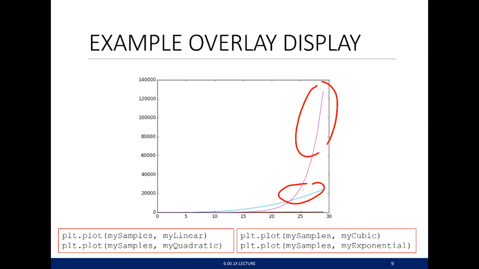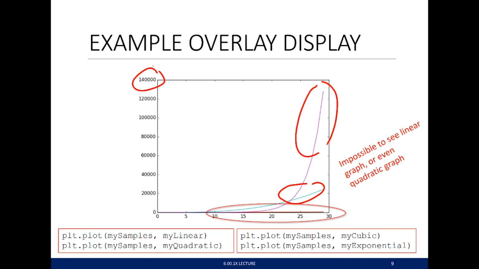But you notice down at the bottom, what happened to the other 2 graphs? Well, in fact, it's impossible to see the linear graph here, or even, frankly, the quadratic one. If you look closely, you can see a very slight red line down there. And that's because the scales of these graphs change so rapidly. Remember, I'm graphing things with an x-axis from 0 to 29. So the linear graph only goes up to 29, and notice the scale here goes up to 140,000.